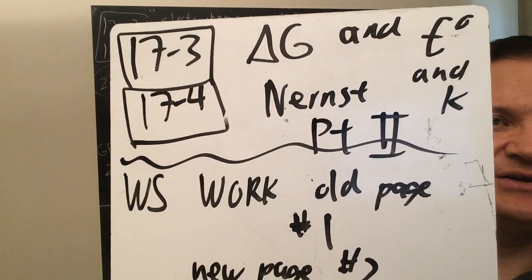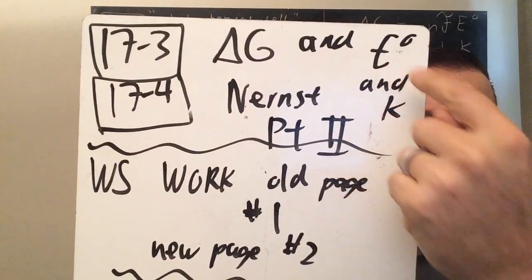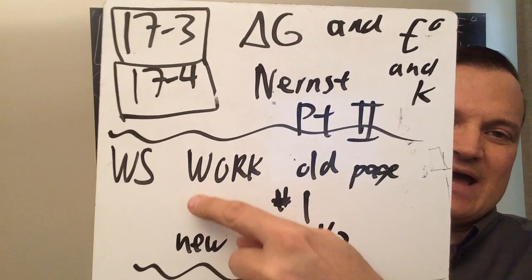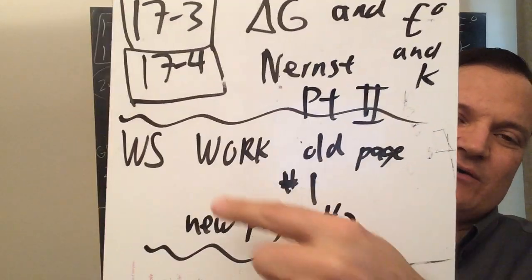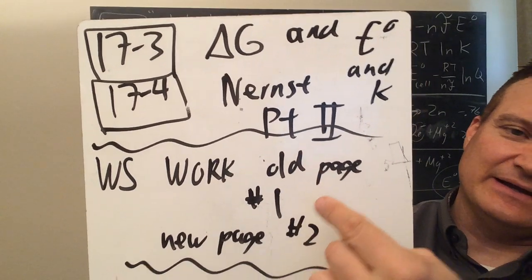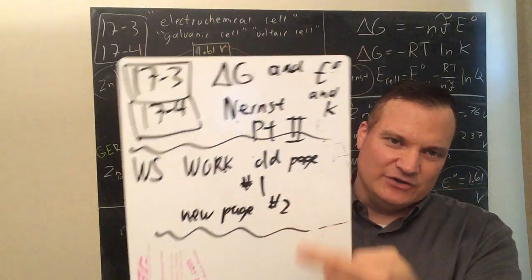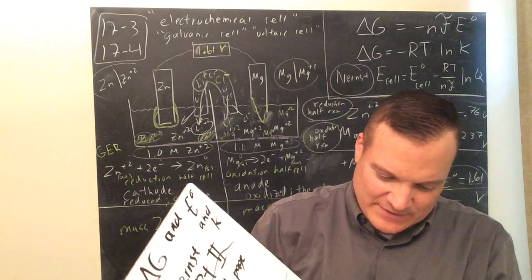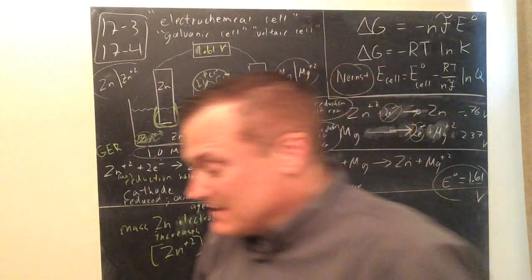Okay, so here is part 2: delta G, E, and K, and the Nernst. In the first part video, you'll know how to do problem number 1, the older problem that I linked. And then the new one, using these equations, is what I'm going to do right now. And there might be a part 3, I'm going to see.